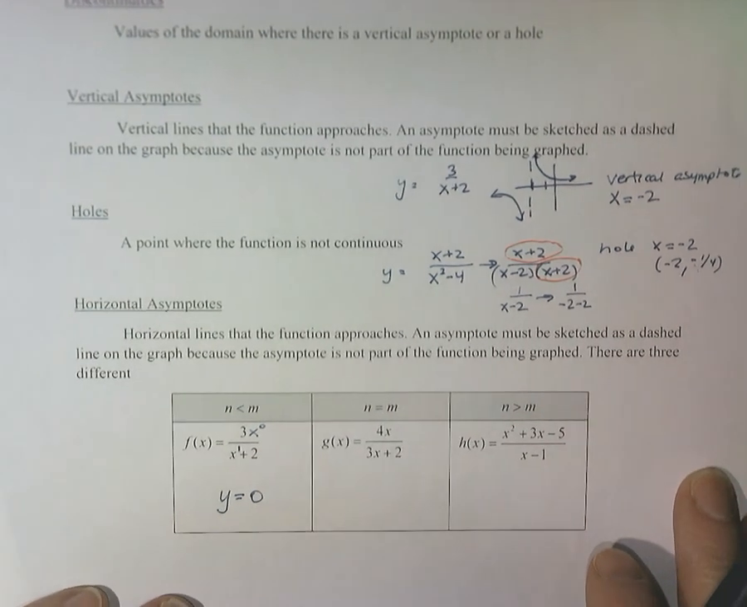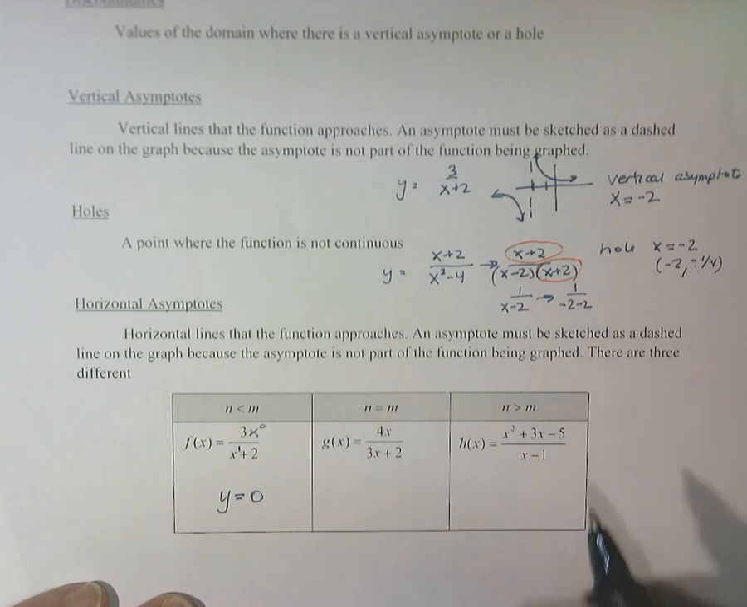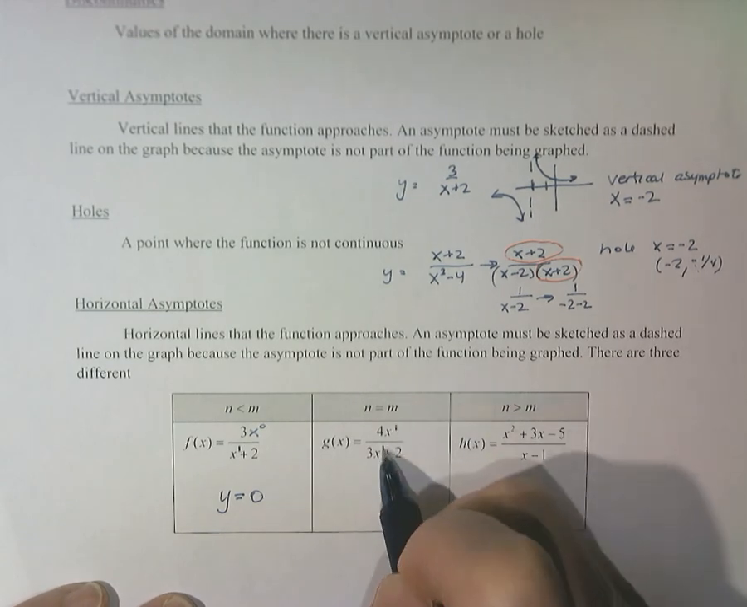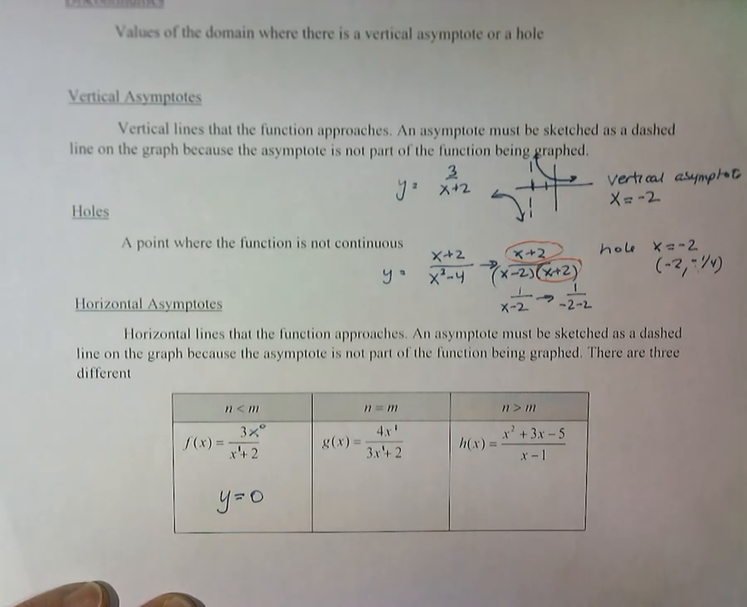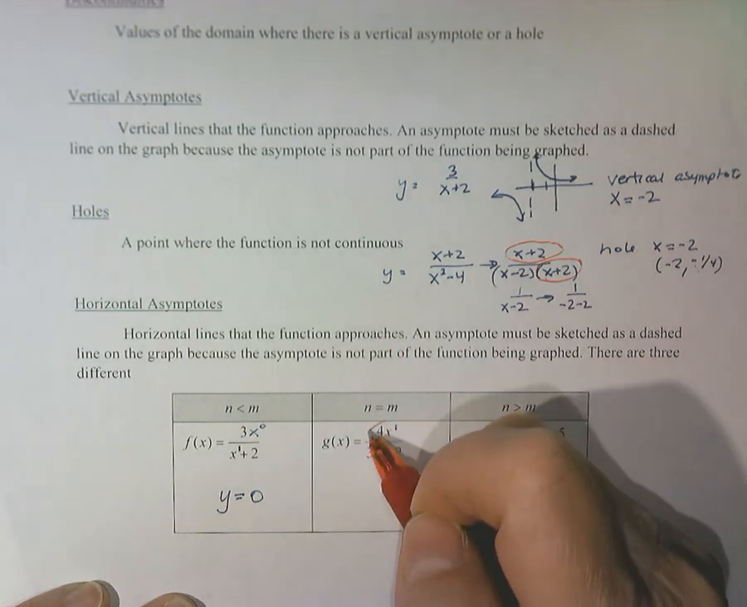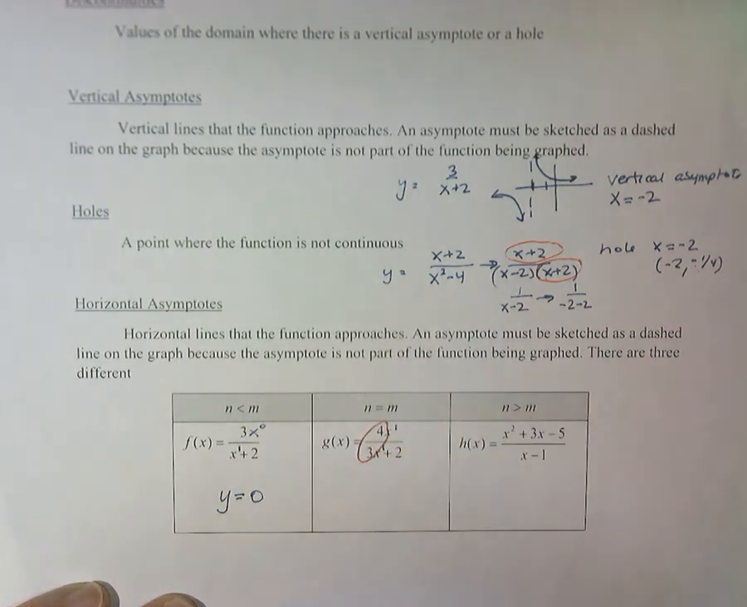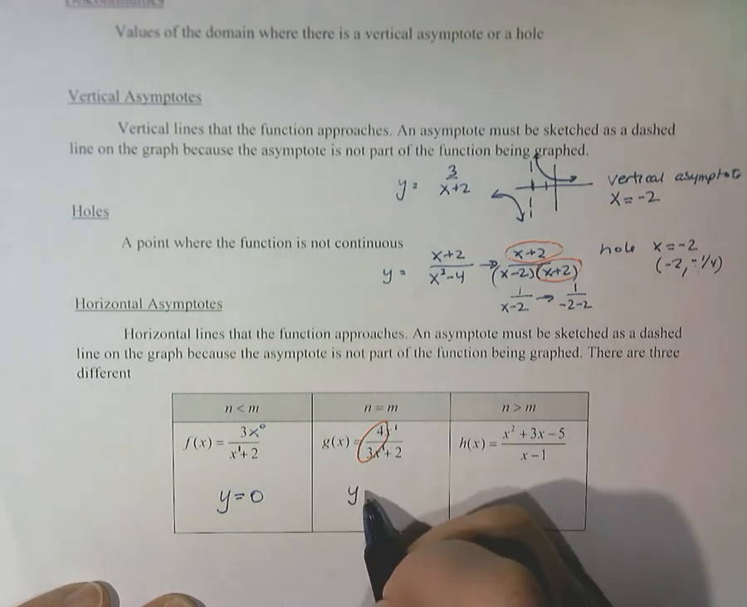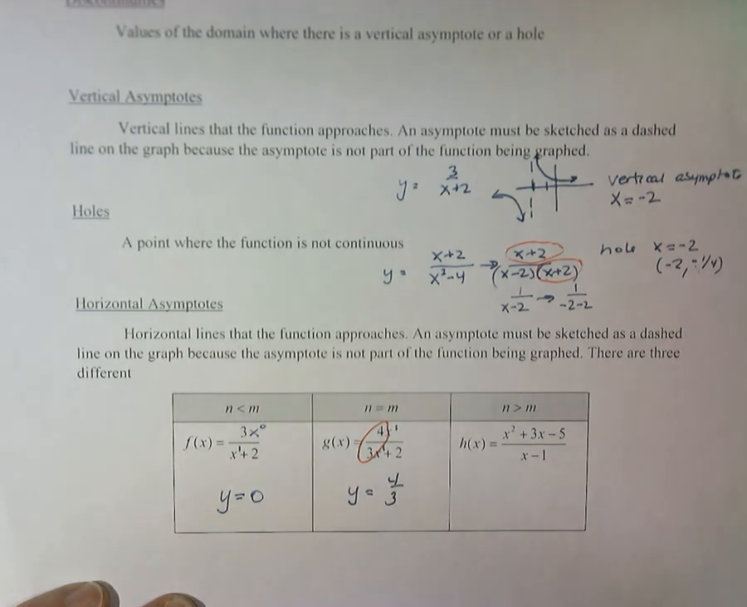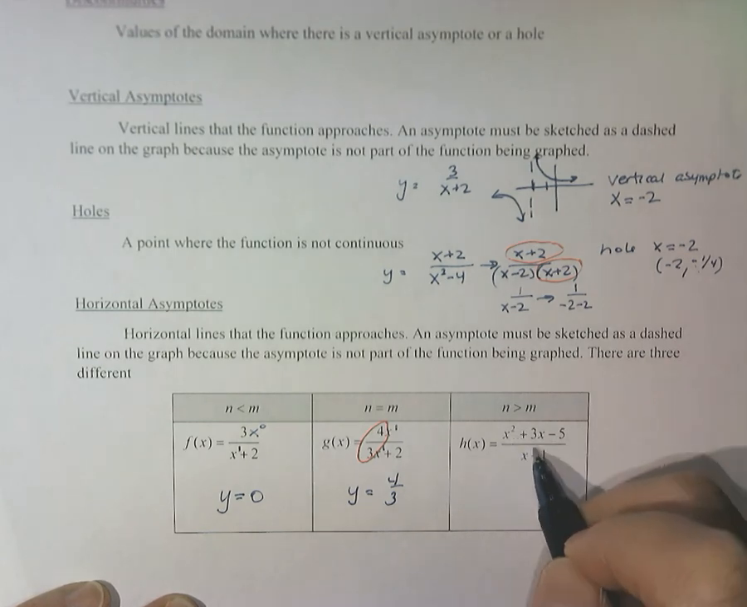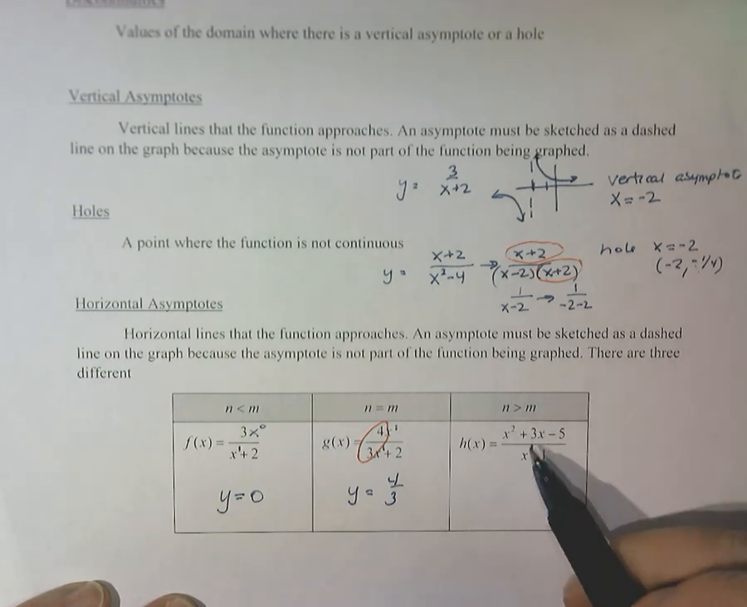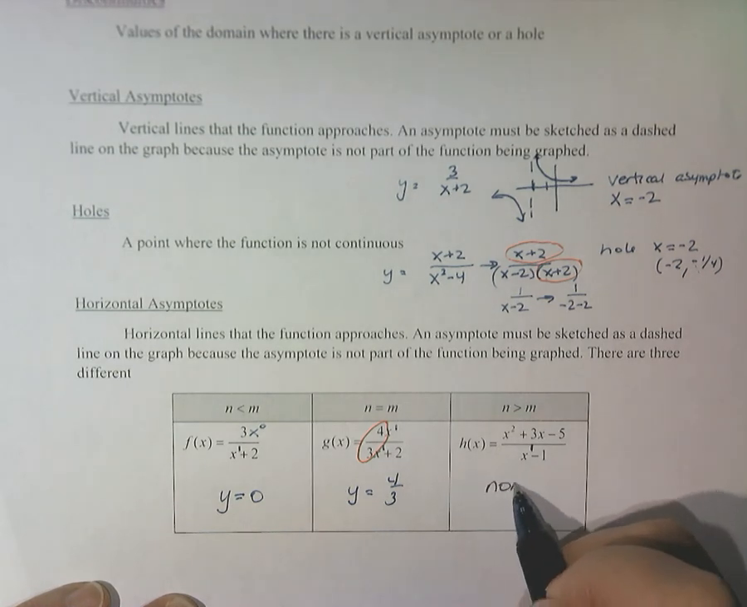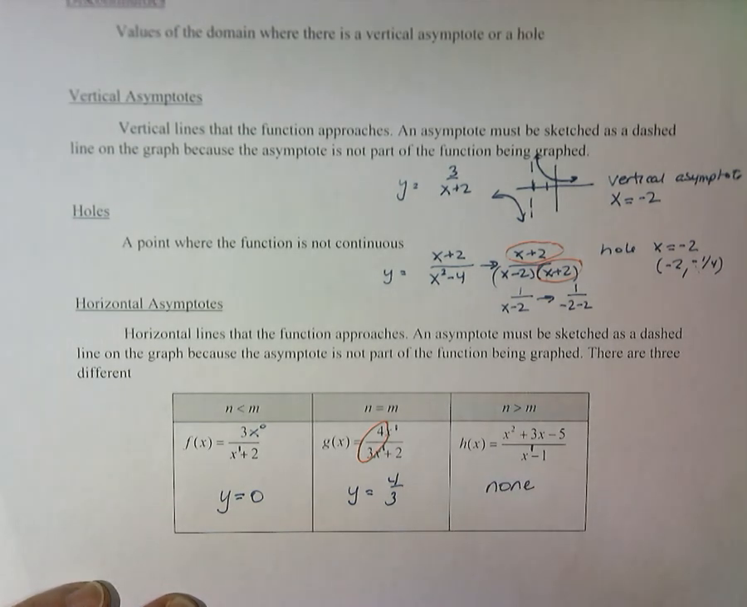If your degree in the numerator and your degree in the denominator are the same, so if I have a degree of 1 and a degree of 1, the horizontal asymptote is going to be a ratio of the leading coefficients. So it would be y equals 4/3. Anytime the degree in the numerator is greater than the degree in the denominator, so this is a degree of 2, this is a degree of 1, 2 is greater than 1, there's not going to be any horizontal asymptotes.